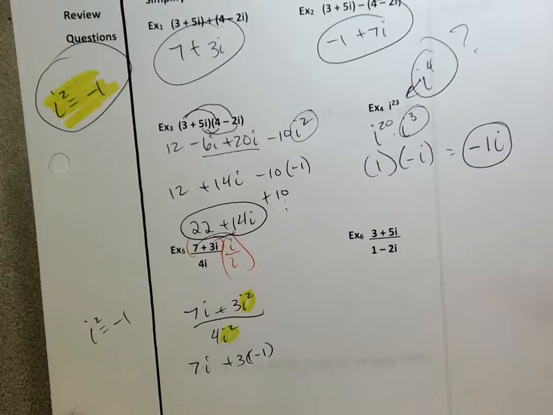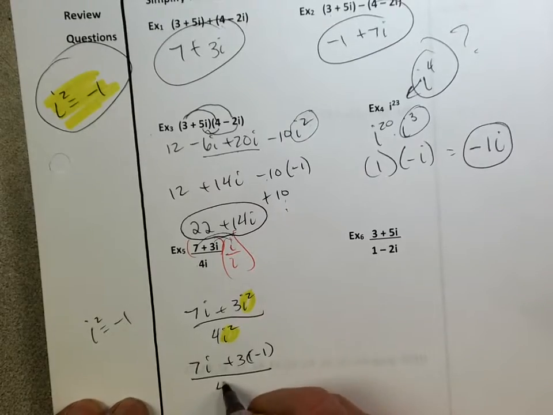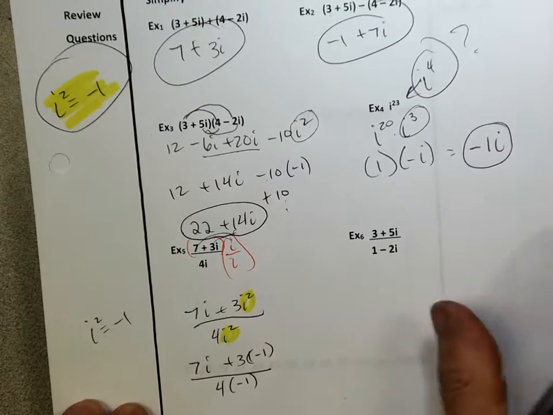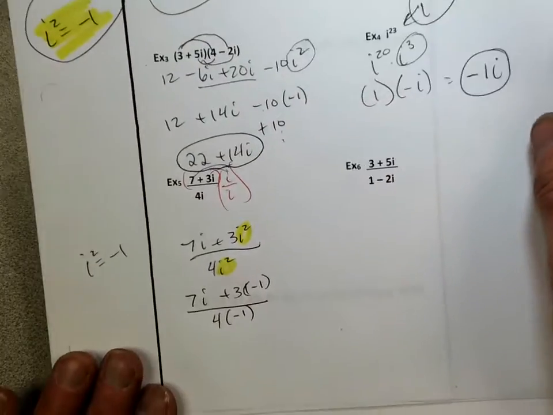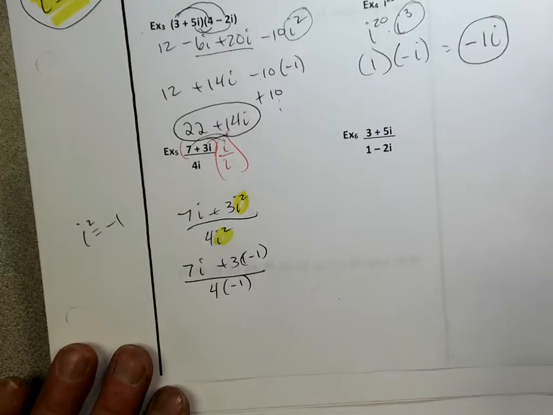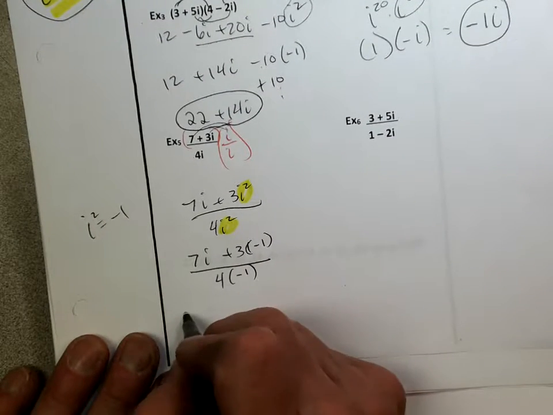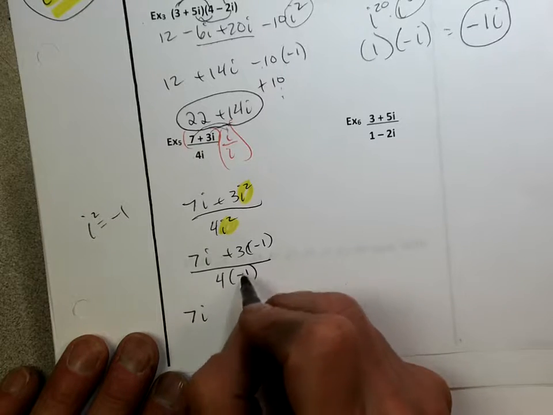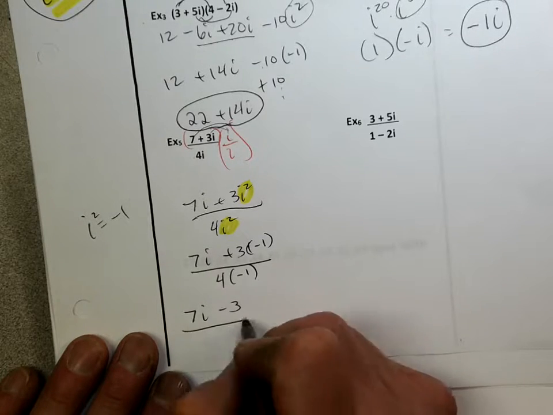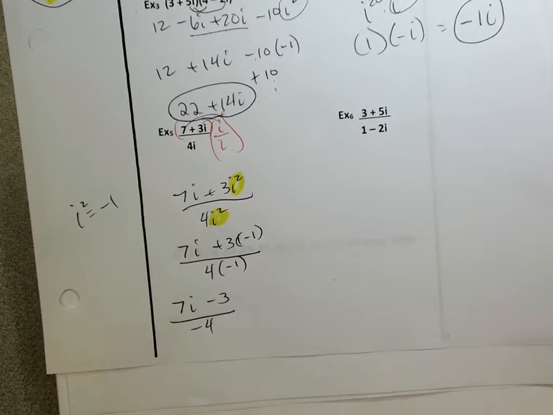And I'm going to make that i squared into a negative 1, also over 4 times negative 1. How am I doing? So any i squared, we're just going to write as negative 1, okay? So let's see if I can simplify that to 7i minus 3 over negative 4, okay? Now, there's one more thing I want to do. Let's go back to our reading. I got one more fix.